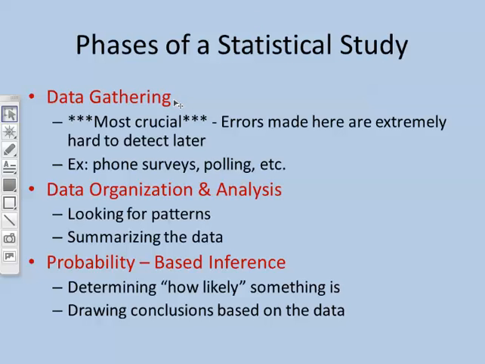The first phase is gathering data. This is the most critical. Errors made here are extremely hard to detect later on. An example might be taking a phone survey or polling data or something of that nature. The next step is going to be data organization and analysis. It's looking for patterns and summarizing the data. And the last one is probability based inference, and that's determining how likely something is to occur. And that's drawing a conclusion based upon the data that you have gathered and the data that you have organized. Okay?